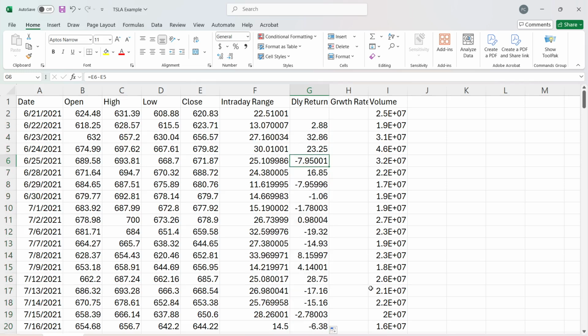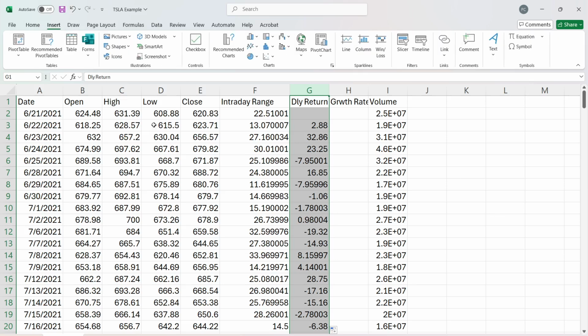Yes, indeed, putting your money in the stock market carries some risk. Once in a while, the stock prices go down. On this day, the closing price was $7.95 lower than it was on the previous day. Well, I'm interested in that as well, so I go ahead and I pop back up here to insert.